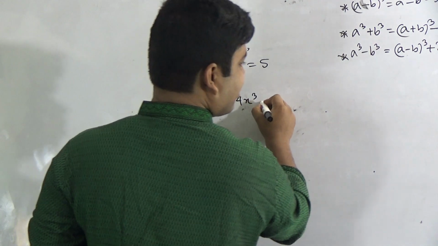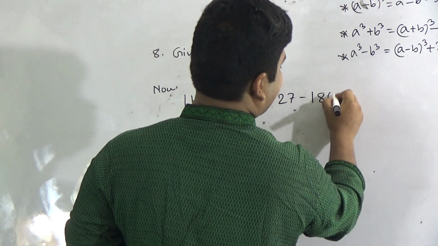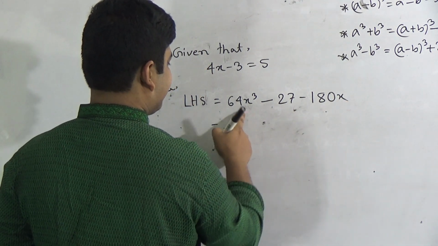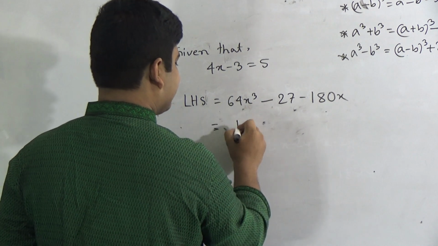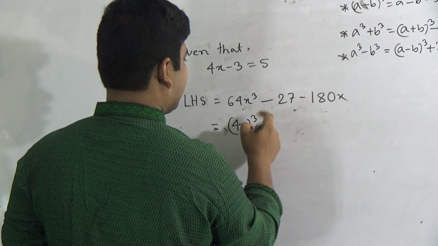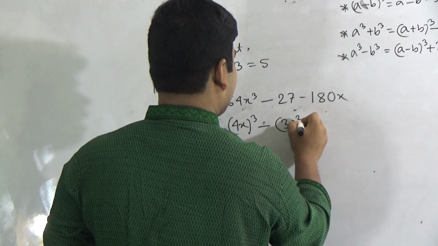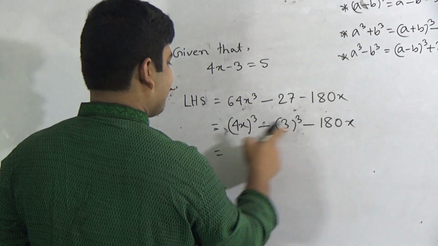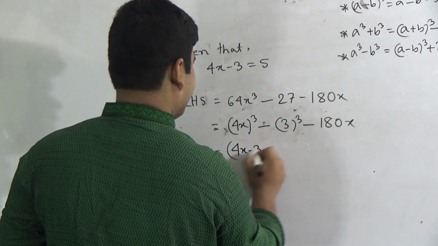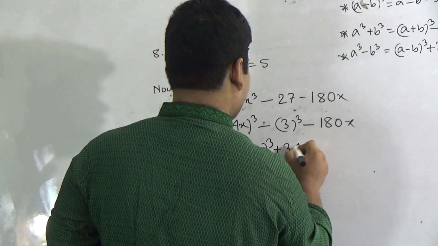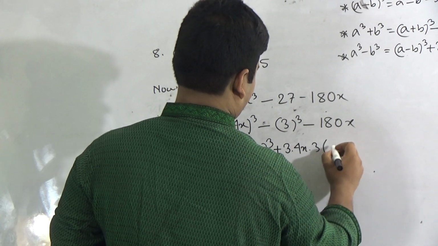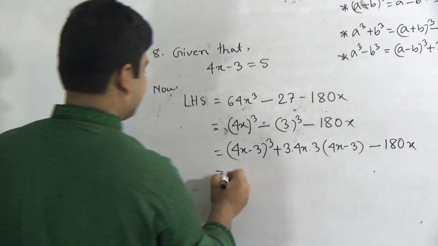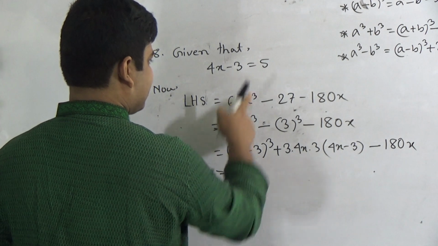64x cube minus 27 minus 180x. Okay, this is unchanged. We use here the cube root of 64x cube, which is 4x whole cube, and the cube root of 27 is 3 cube, and 180x is unchanged. Now with the a cube minus b cube formula, which is (4x minus 3) whole cube plus 3 into 4x into 3 into (4x minus 3), and minus 180x remains unchanged. Okay, now we put the value of 4x minus 3, which is 5.